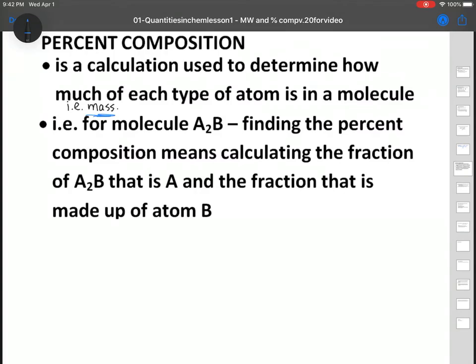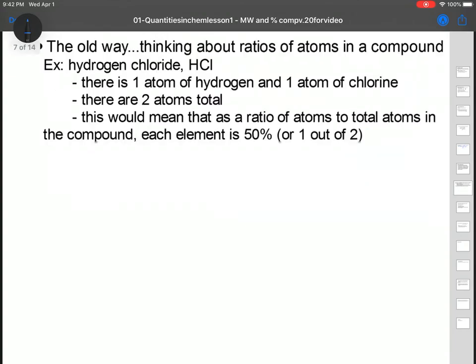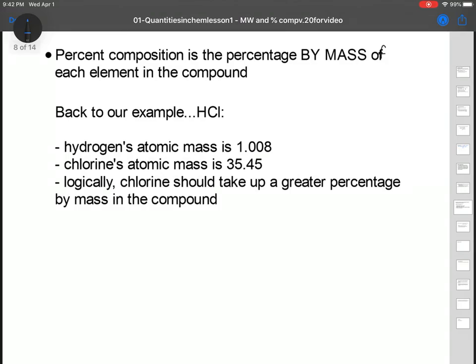Okay, so we want to represent the composition or the fraction of the molecule or compound that is made up of each atom, and we're going to express it as a percentage. So in the end, we're going to multiply by 100. With the old way of thinking about ratios, let's say you have hydrogen chloride, then you have 1 atom of hydrogen, 1 atom of chlorine, 2 atoms total. If you were going to represent that as a percentage, then according to what you've done so far, you would say, oh, well, 50% of the atoms are hydrogen and 50% are chlorine, or 1 out of 2.